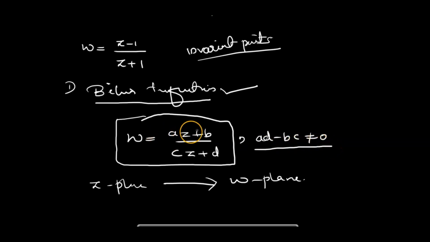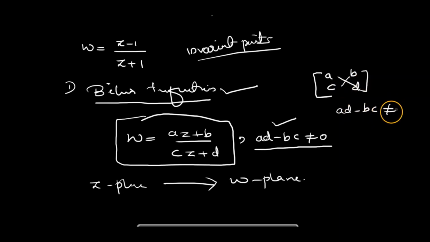AD minus BC is, if you write it as a matrix, first element A, second element B, third element C, fourth element D. Then AD minus BC is the determinant of the matrix, A into D minus B into C. Determinant not equal to 0 is the main condition for a bilinear transformation. So W is equal to AZ plus B by CZ plus D with AD minus BC not equal to 0, mapping the Z plane to the W plane, is called a bilinear transformation. Okay, that's our first concept.